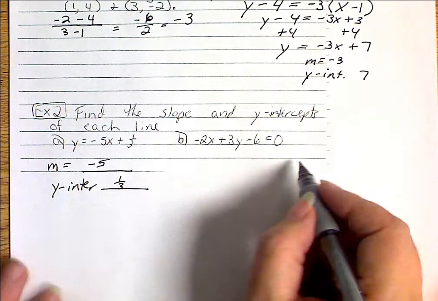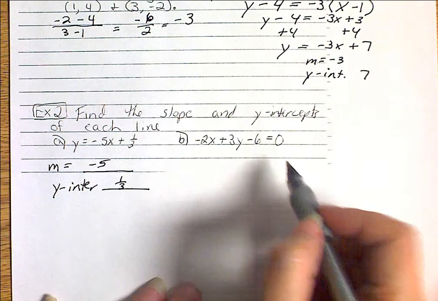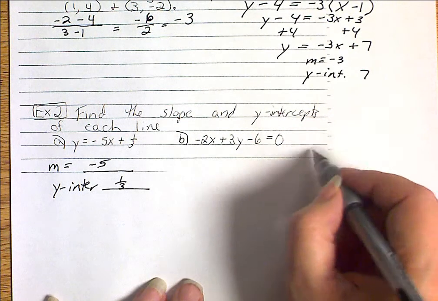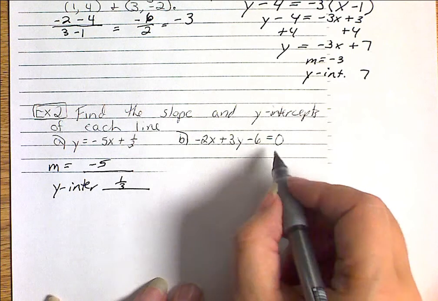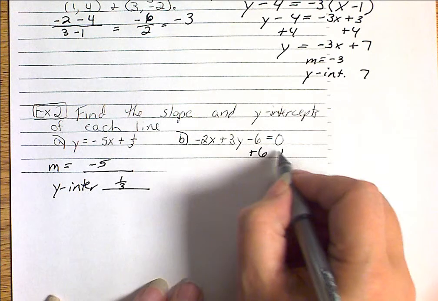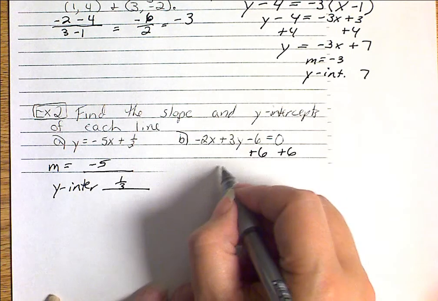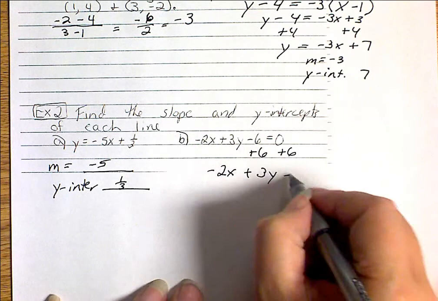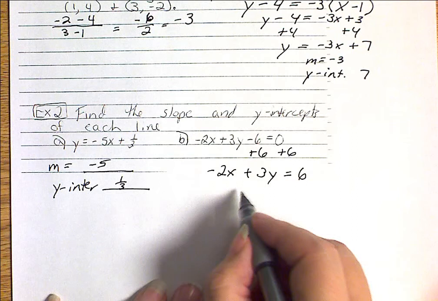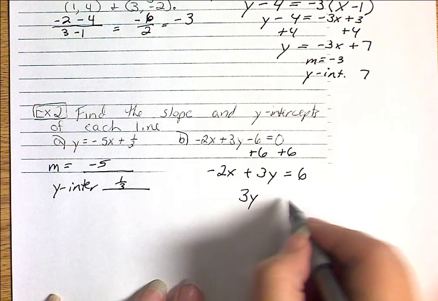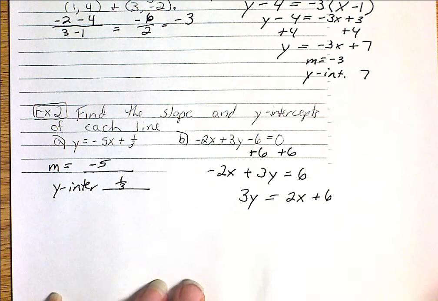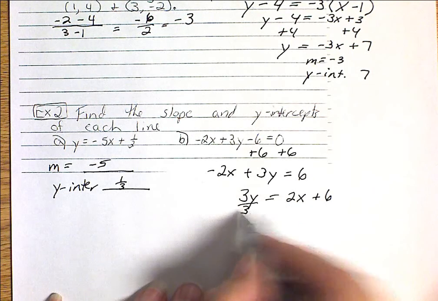Alright, on B, what do we have to do? We have to get it to y equals mx plus b. So we're going to add 6, and we're going to add the 2x on the other side. So we have 3y is equal to 2x plus 6. Divide everything by 3. Very good.